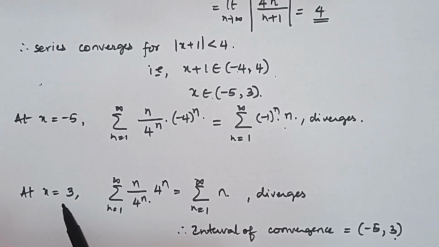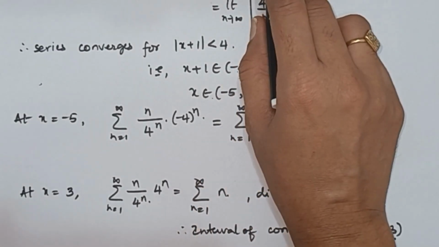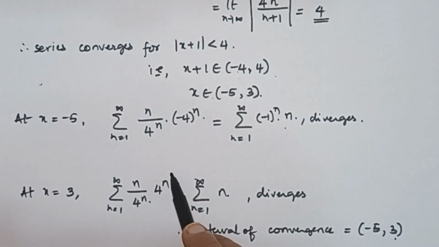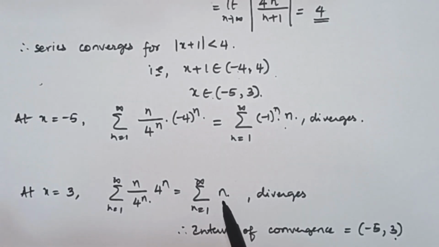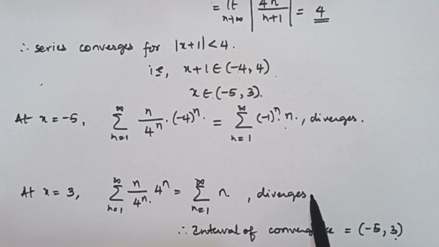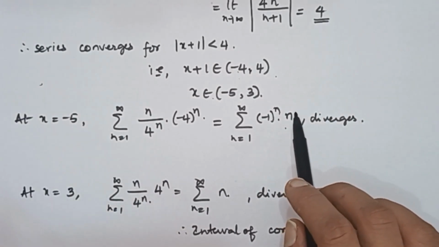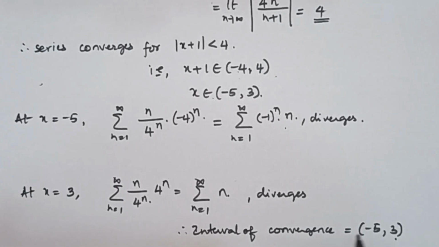Similarly, when x equal to 3, the series becomes (3 plus 1), 4 to the power n. So n by 4 power n into 4 power n cancels, summation of n equal to 1 to infinity, which is n. Clearly, this series also diverges. You can check with the sequence of partial sums. Hence, endpoints are not included in the convergence. The interval of convergence is the open interval minus 5 comma 3.